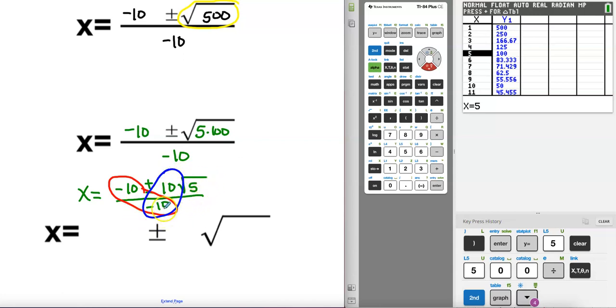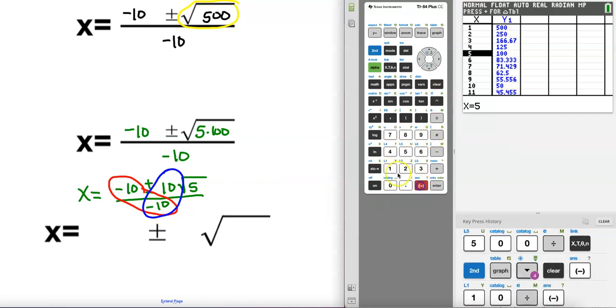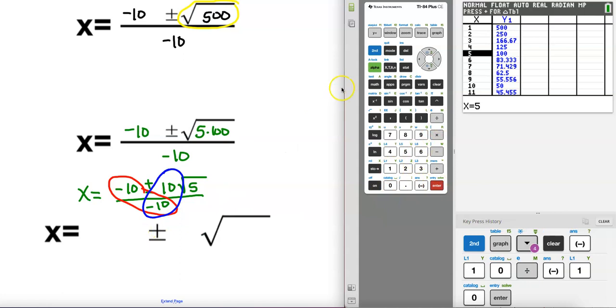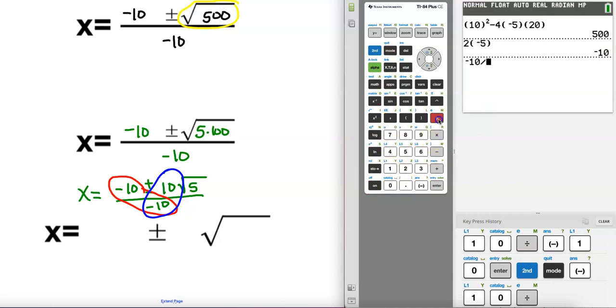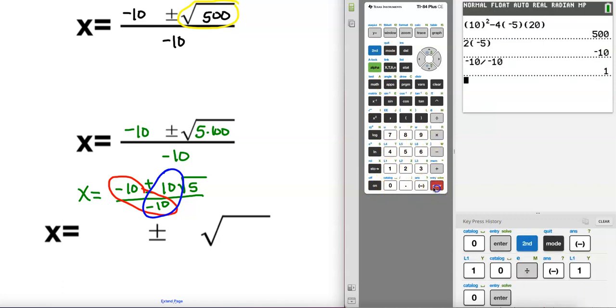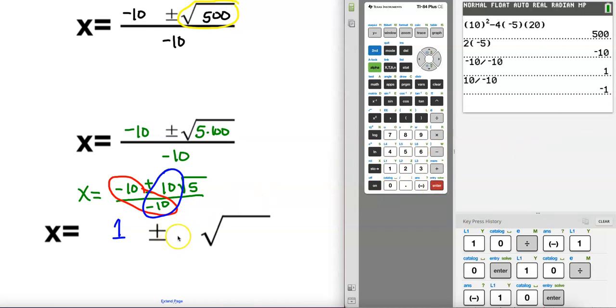Okay, so when I divide -10 divided by -10, if you put that in your calculator, I just get 1. So guess what? A 1 is going to go here. And then I do 10 divided by -10, and I get this time a -1. So therefore a negative is going to go out in front of there. And then that 5 stays under the radical.